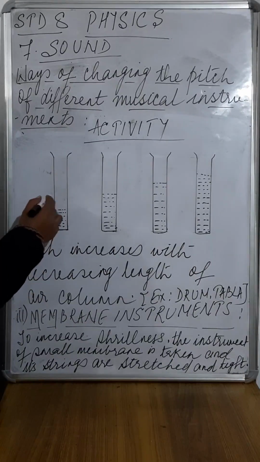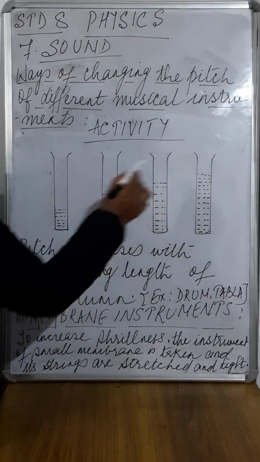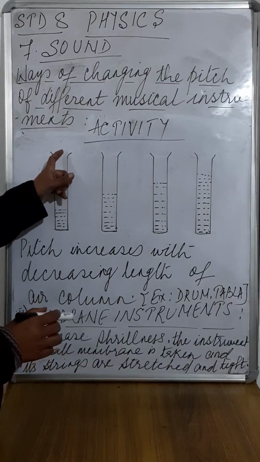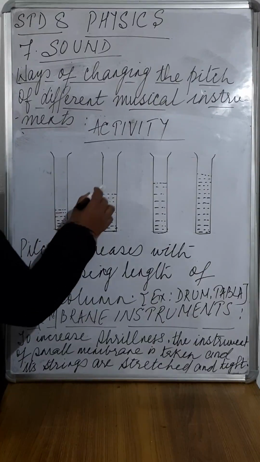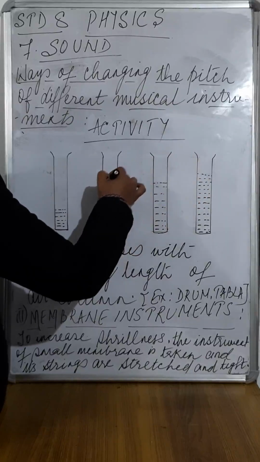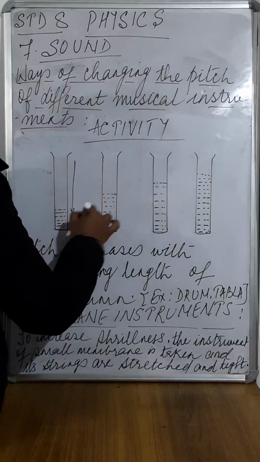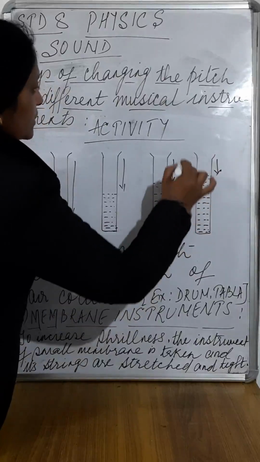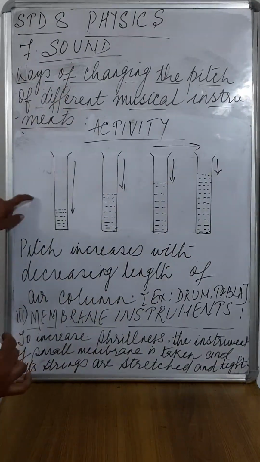In this activity, 4 test tubes are taken and water is filled up to different levels. When you blow at the mouth of the tube, in this case you will hear a very flat sound. Then the shrillness of sound goes on increasing as the air column starts to decrease. As the air column decreases, the shrillness of sound or the pitch of sound starts to increase.